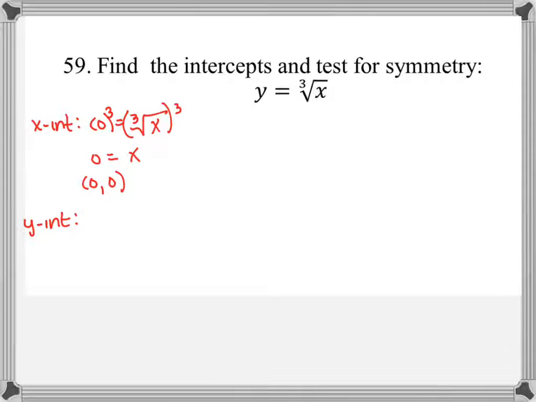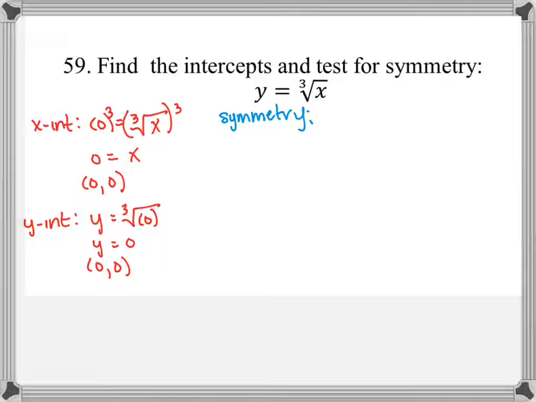Y-intercept, we will substitute 0 in for x, so y equals the cube root of 0, which is 0, so y equals 0. And again, our y-intercept is the origin. So the same point, the origin, is both the x-intercept and y-intercept for this equation.